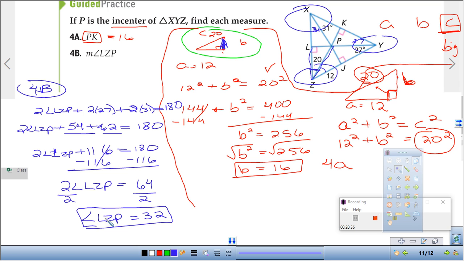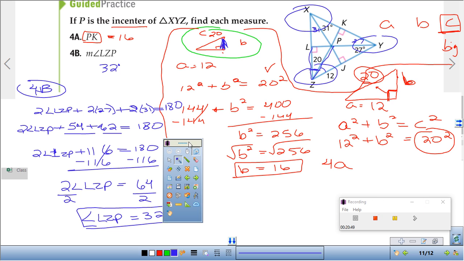Wow, my hand is cramping. What do y'all think about that one? So that one, angle LZP is 32, and we'll go with degrees. Going once, going twice, maybe más o menos.